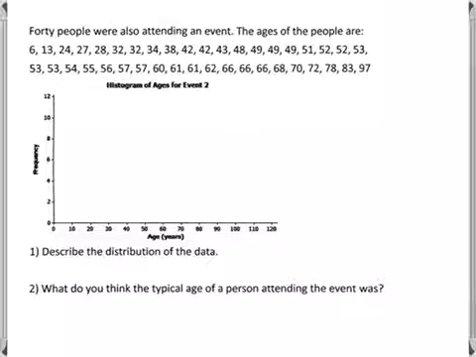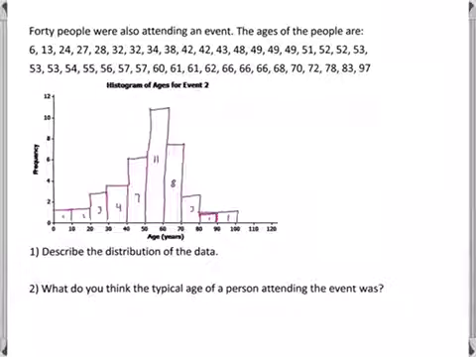Here, 40 people were also attending an event. The ages of the people were 6, 13, and so on. And here we're looking to create a histogram from the intervals the same way we did before to illustrate the data set. So go ahead and take a second, from 0 to 10, figure out how many people there were, and draw your graph. Go ahead and pause the video, create your graph, and then we'll pick up from there.